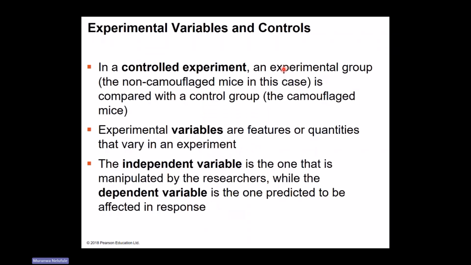So the experimental control variables and the experimental group of the non-conflict. This is the explanation of what we were actually talking about. The experimental variable features quantities that vary in experiments. The independent variable is the one that is manipulated by the researchers, while the dependent variable is the one that is predicted to be affected.